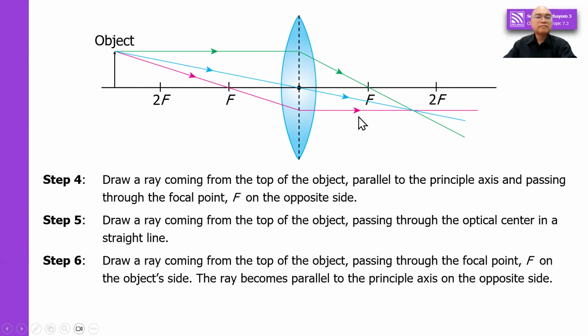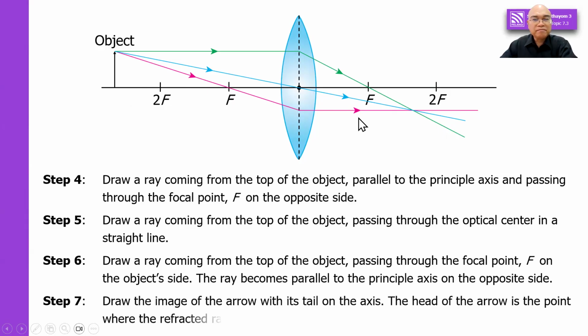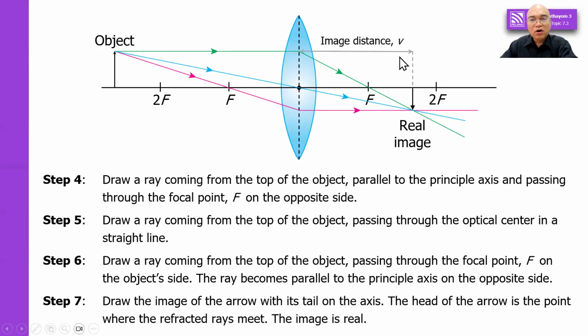All right? Step 7, draw the image of the arrow with its tail on the axis. The head of the arrow is the point where the refracted rays meet. Look at that, right? Okay? The image is real.